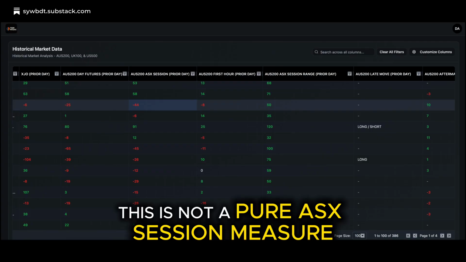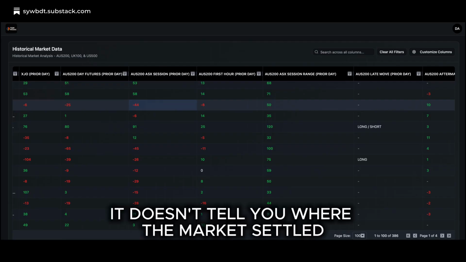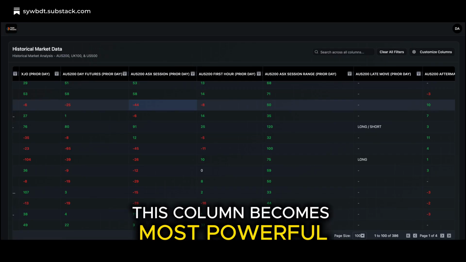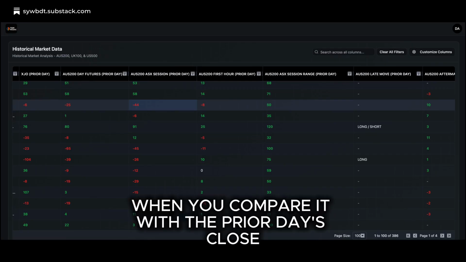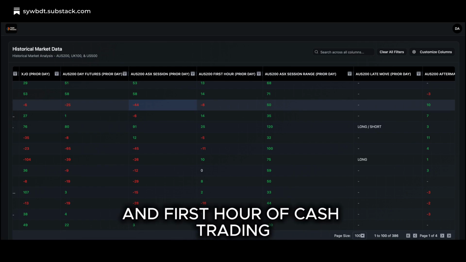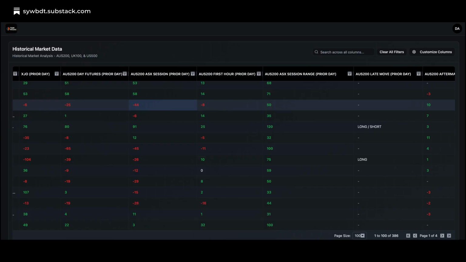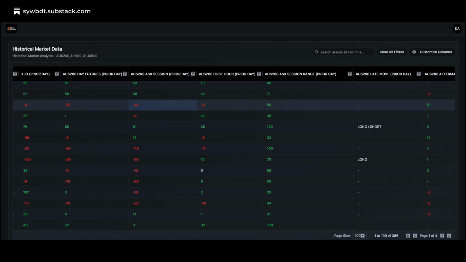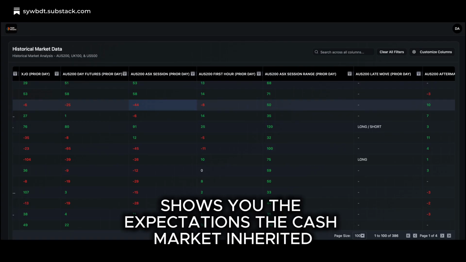This is not a pure ASX session measure. It doesn't tell you where the market settled. It tells you what price the day began with. In Mosaic, this column becomes most powerful when you compare it with the prior day's close, the overnight futures dislocation, and the first 15 minutes and first hour of cash trading. Markets don't start fresh at the open. The AUS 200-day futures, prior day column, shows you the expectations the cash market inherited.